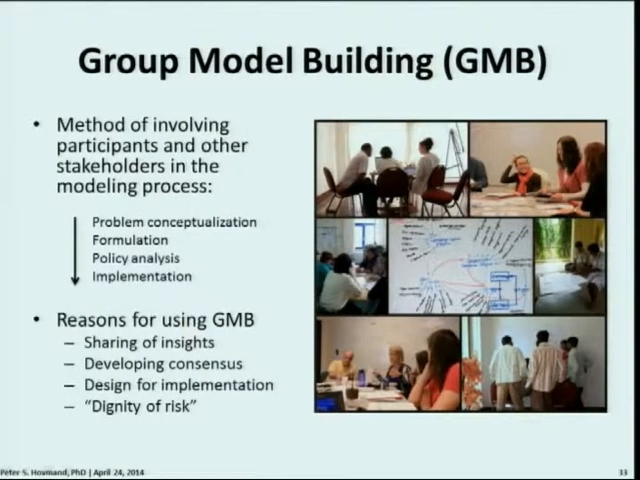So when we think about what group model building is, it's a method of involving participants and other stakeholders in the modeling process. And the modeling process here really goes from problem conceptualization to formulating the model. That could be the rules in an agent-based model, or the feedback loops and structure in a system dynamics model. But mostly it would be from a system dynamics perspective, as we practice it, then to doing the policy analysis and implementation. Some would argue that if you're just doing one of these but not all of them, it's not really group model building. You're not really involving people building a model. It's more what people would call participatory systems modeling. And so generally people have reserved the term for group model building.